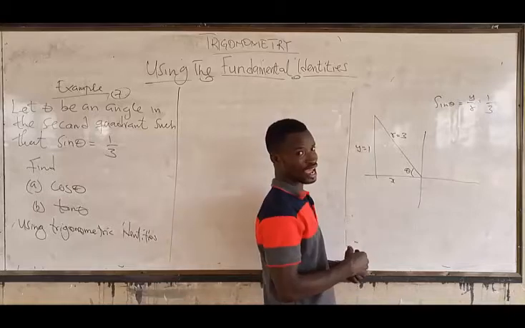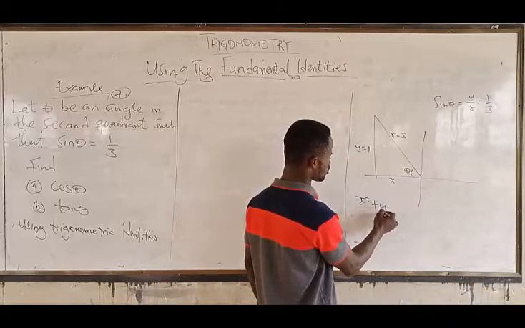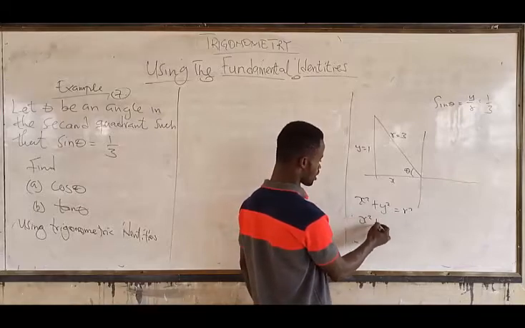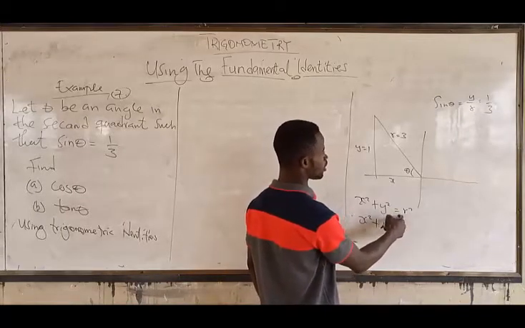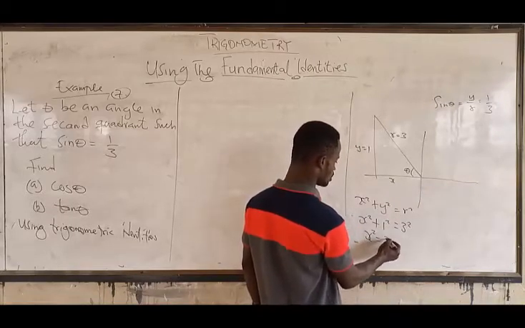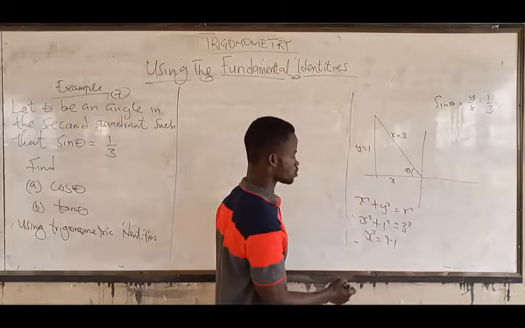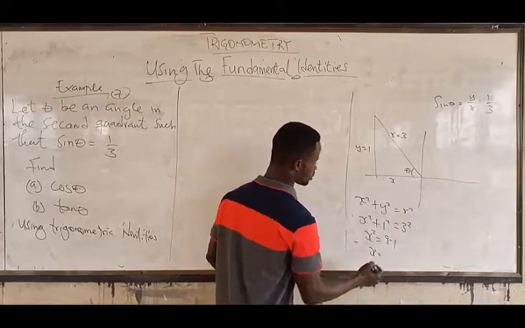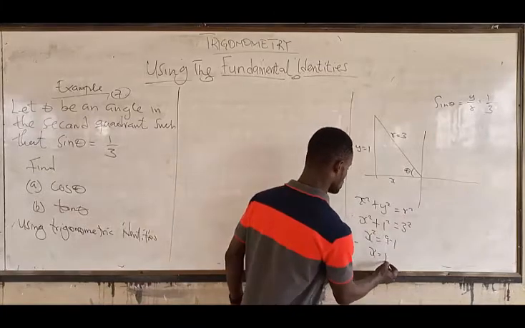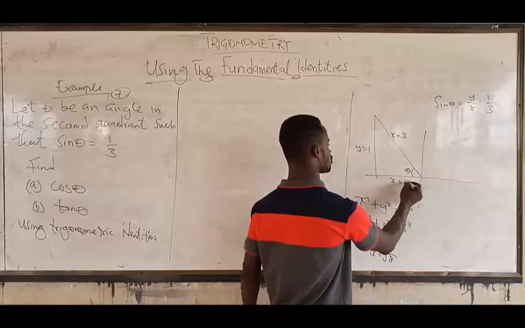So we can use the Pythagorean identity, and we are going to get the same answer. s squared plus y squared is equal to r squared. Here s squared plus 1 squared is equal to 3 squared. And s squared is going to be equal to 9 minus 1. And we are going to get s to be the square root of 8.